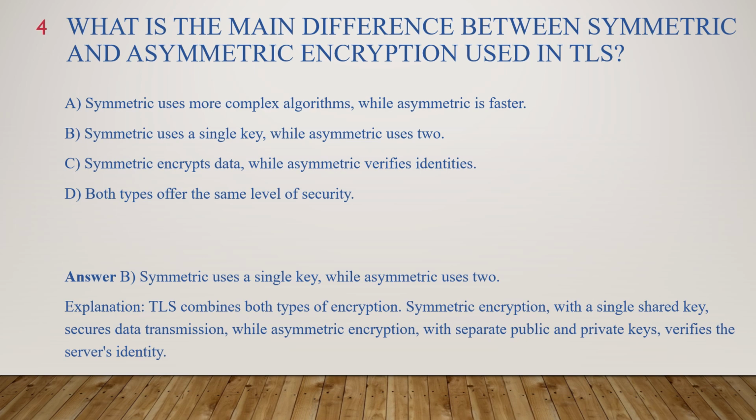TLS in action. TLS cleverly combines both types for optimal security and performance. Handshake. The server sends its public key and certificate containing website information. The client uses the public key to encrypt a symmetric session key and send it back. Only the server can decrypt this session key with its private key, establishing a secure session. Data transfer. Both sides use the shared session key, symmetric encryption, for fast and secure communication.